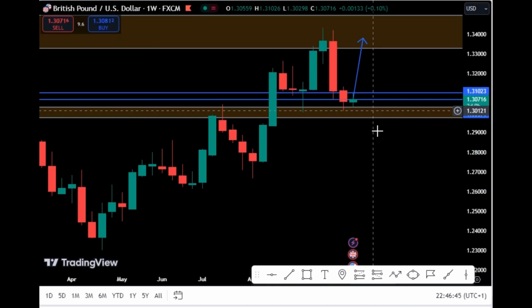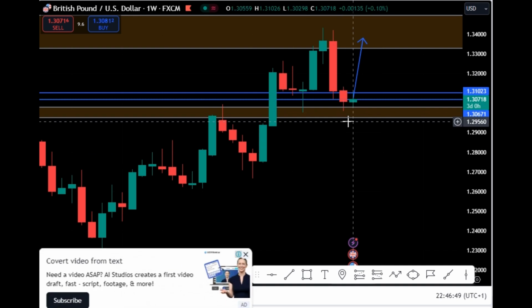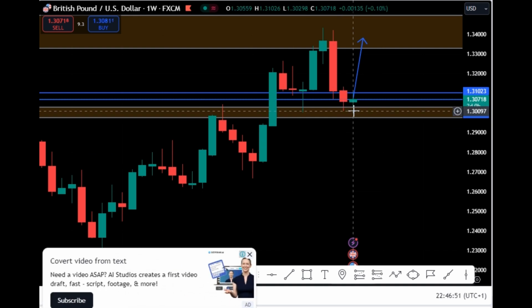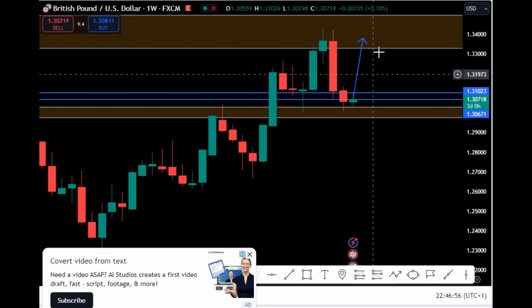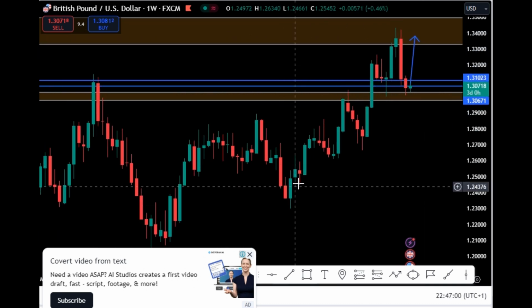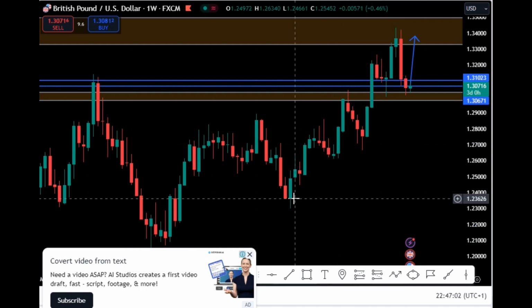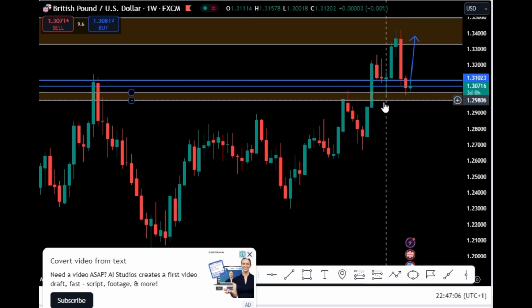On my weekly chart, you can see that the Great British Pound USD closed on the support level. So as long as price closed on the support level, we'll be expecting price to move to our next resistance level on the weekly chart. And if you look at our weekly chart, you'll see that the trend of the market is currently an uptrend. We have a lower low, then a higher low, a higher low, another higher low here, and another level of higher low here.